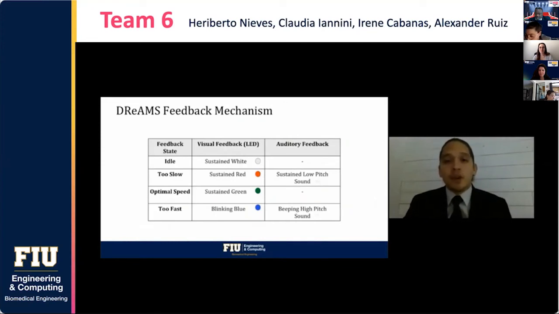Auditory feedback is only outputted when the device is moving too slow or too fast. As a result, the changes in LED color and audio will alert the user when and how to adjust the handpiece speed accordingly. Claudia will now discuss the simulations for our project.